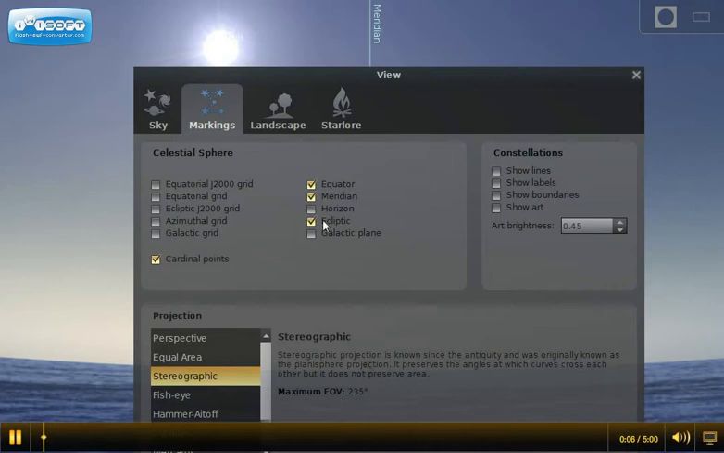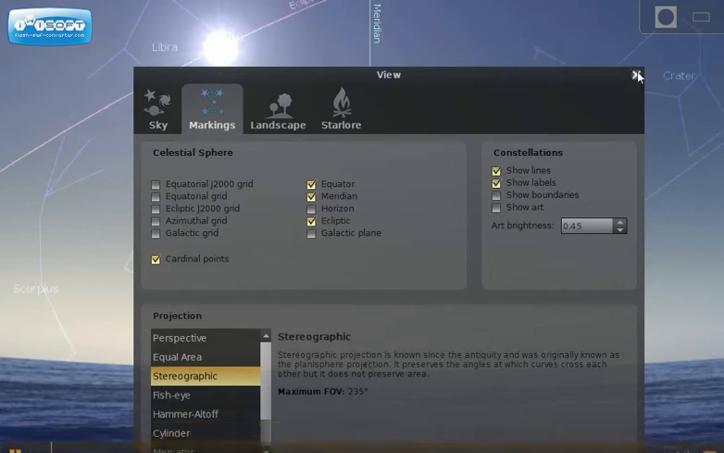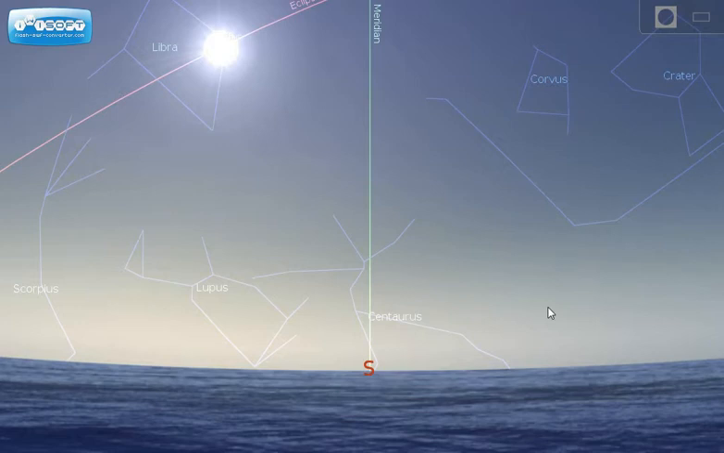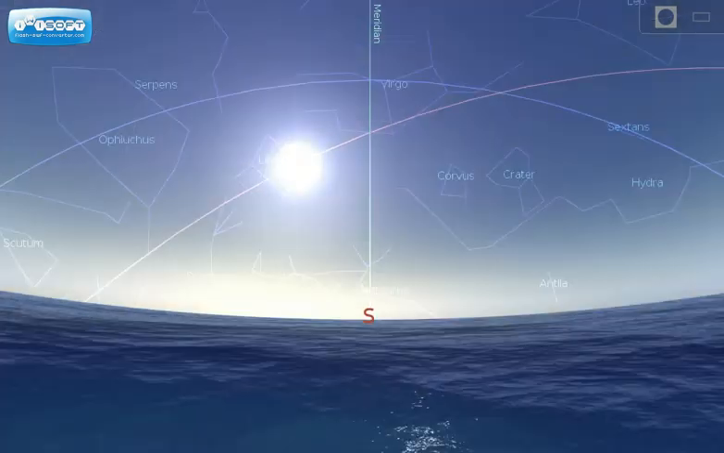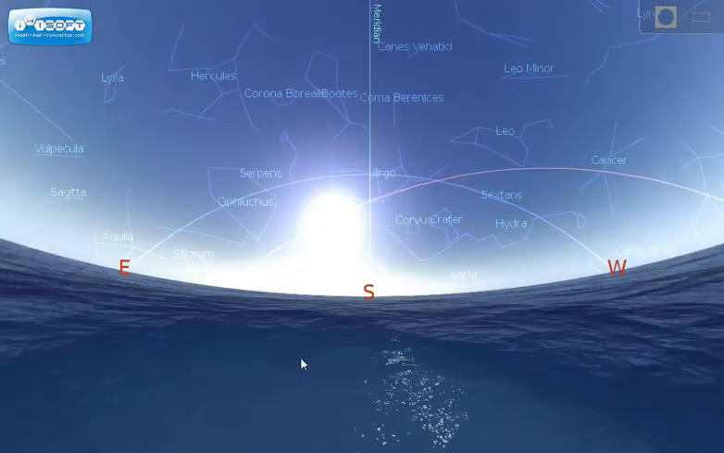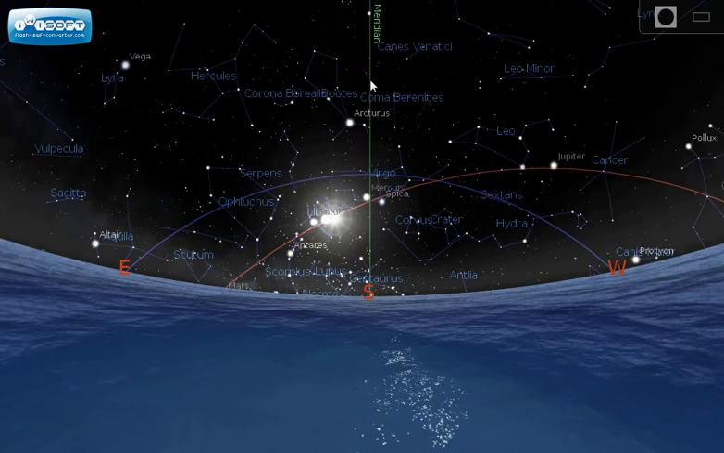What I've got up here is Stellarium, free downloadable planetarium software for your computer. I'm doing this on November 8th at about 11 o'clock in the morning, so you can see the sun getting close to the meridian, which is the same as the midheaven in an astrology chart.